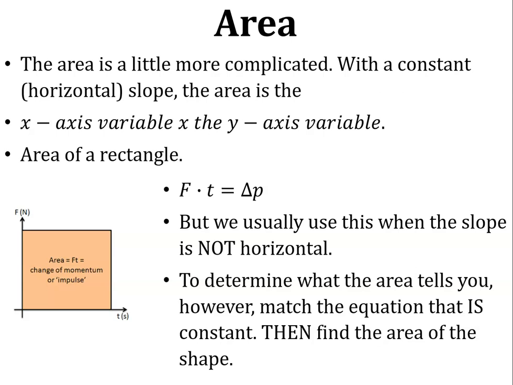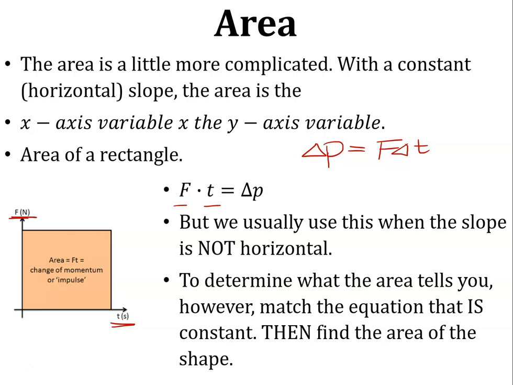When we have a constant or horizontal slope, then the area is the area of basically a square or rectangle. And it's going to be whatever variable you have on the height times the base. So we would have force times time. And so I'm going to take that and see if I can match it to any of our equations, and it equals delta P. So this is part of our impulse momentum equation, but the change in momentum is equal to the force times time. So the area is force times time.